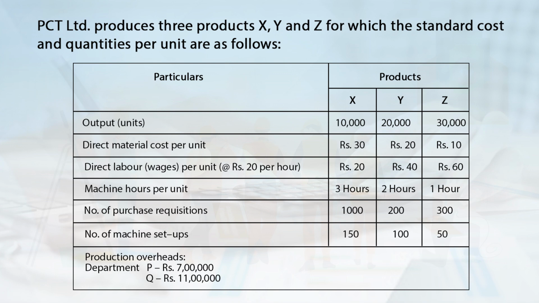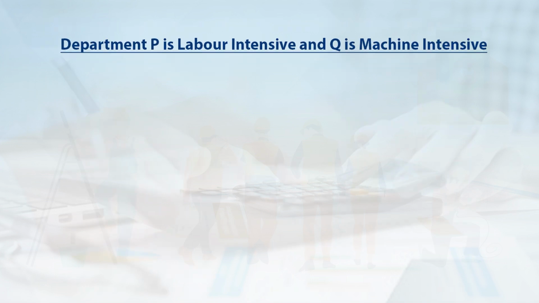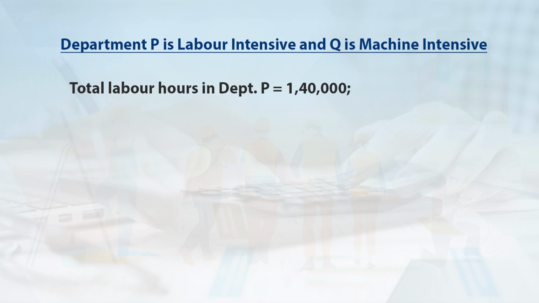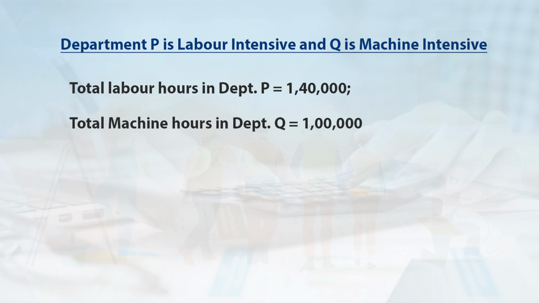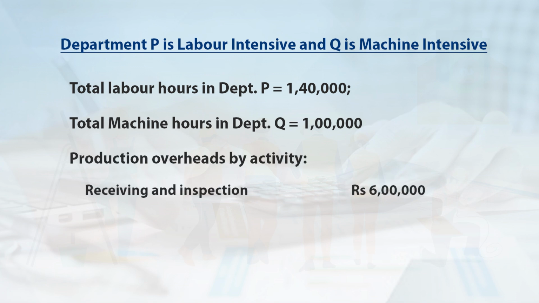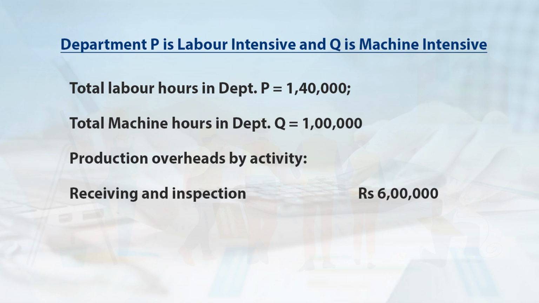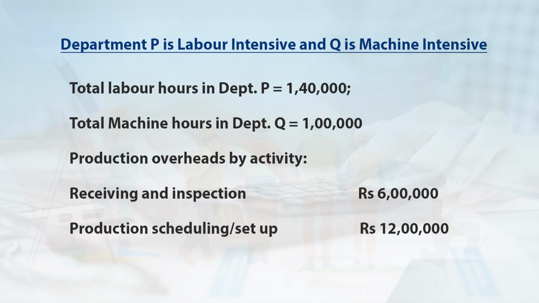Production departments are given. Production department P, overhead cost is given. For production department P, it is rupees 7 lakh and for Q, it is rupees 11 lakh. Department P is labor intensive and department Q is machine intensive. Total labor hours in department P is equal to 1,40,000 hours. Total machine hours in department Q is 1 lakh machine hours. Production overheads by activity: for receiving and inspection activity, it is rupees 6 lakhs, and for production scheduling or setup activity, it is rupees 12 lakhs.